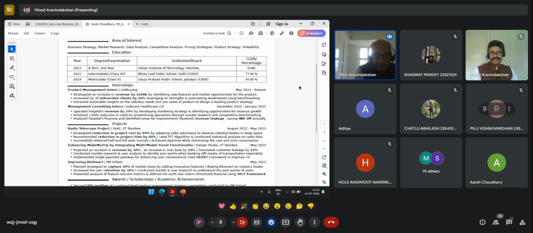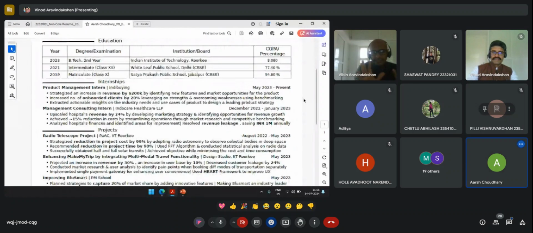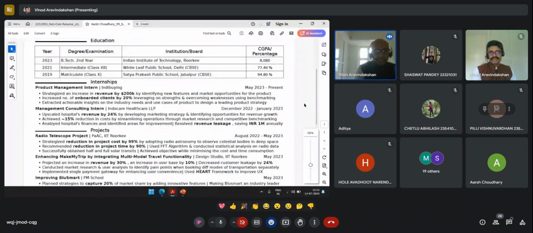So there's outcomes clearly. There's some actions that have been done. My suggestion, Arsh, is that for the product management intern, strategize an increase in revenue. I will define also what those works are, right? Built a strategized revenue increase by doing XYZ items, right? Identifying new features is a little vague. Market opportunity is a little vague, because that seems like a general term that you just pulled from the job descriptions.